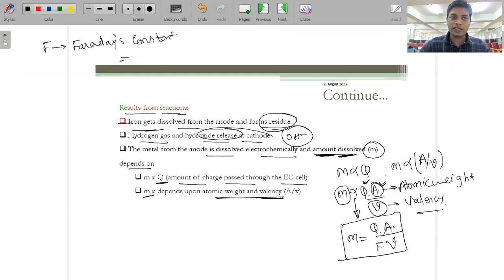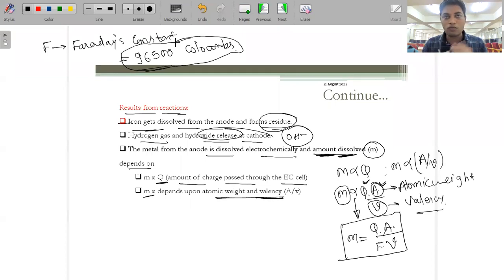F is Faraday's constant, and that will be equal to 96,500 coulombs. We will discuss a number of problems on this ECM process, but for example, if the value of capital F is given to you, then you consider the value that is given. But if it is not given, then please consider it as 96,500 coulombs. Whatever the value that we are getting for this m will be in gram. Please keep in mind, this is very, very important.